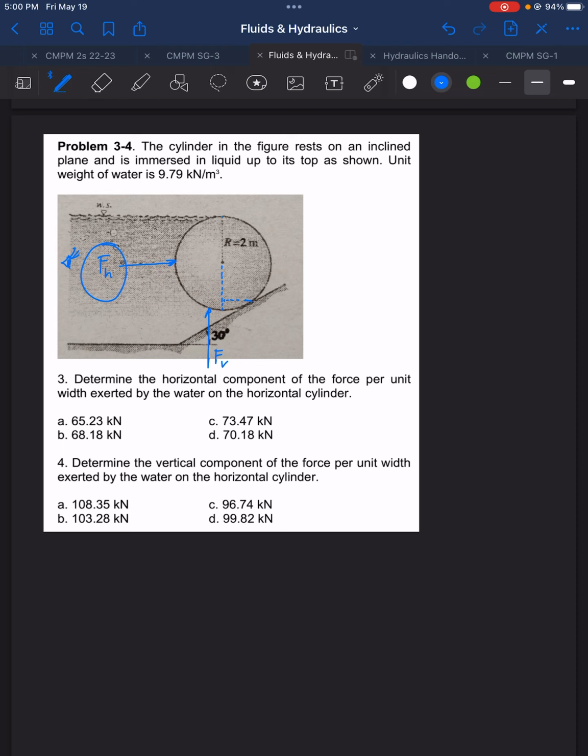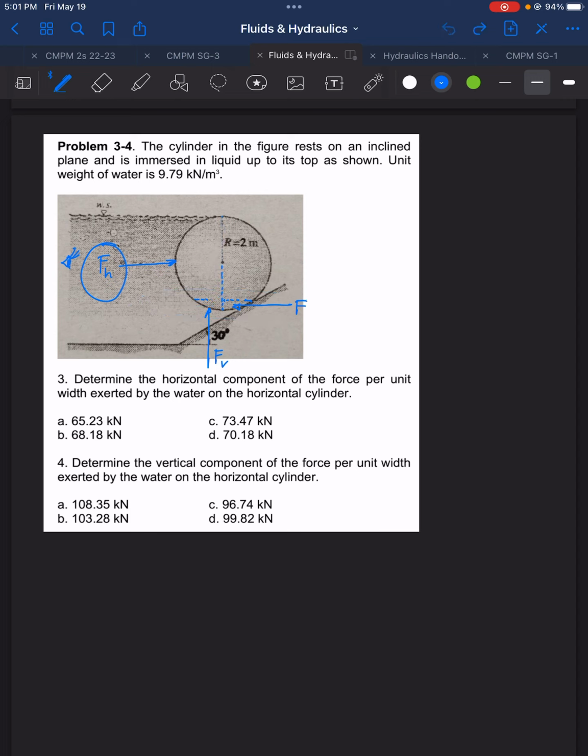Because the force here is horizontal going to the right, and the force here is going to the left. So there is an equal force at this portion. Since there is an equal force on this lower part, we can already remove it from the horizontal force. So the force exerted by the water on the horizontal cylinder is actually the portion here.